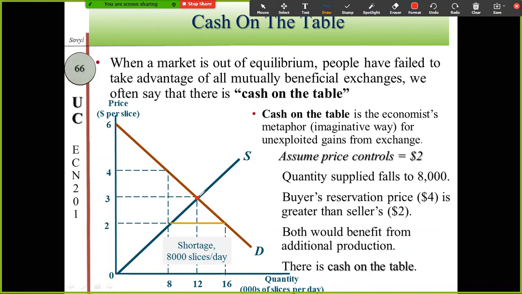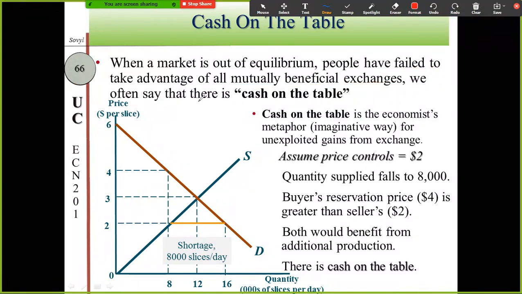If the market is at equilibrium, there is no cash on the table, because everyone gets their own benefit in their pocket. But when the market is not at equilibrium, people have failed to take advantage of all mutually beneficial financial exchange. The buyers or sellers get some benefit, but not really the benefit that they want. That's why they fail to take advantage of all mutually beneficial exchange.